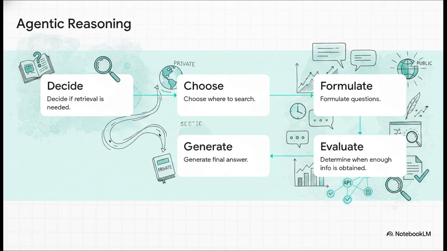Step 1. It stops and decides, yes, I actually need to look this up. Step 2. It chooses to search your private internal database for your revenue, and then deliberately chooses to search the public web for the competitors. Step 3, it formulates the perfect search queries for both distinct tasks. Step 4, it looks at the results, realizes, wait, I'm missing November's data, so it searches again until it's completely satisfied. Only then does it move to Step 5 to synthesize all those different sources and generate your final answer. It can compare sources, invoke APIs, and validate claims completely on its own.